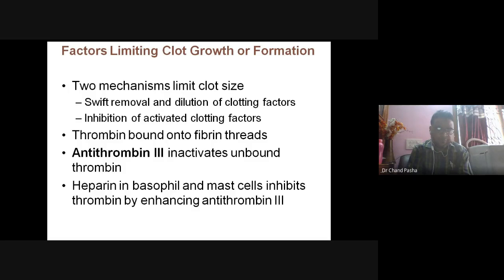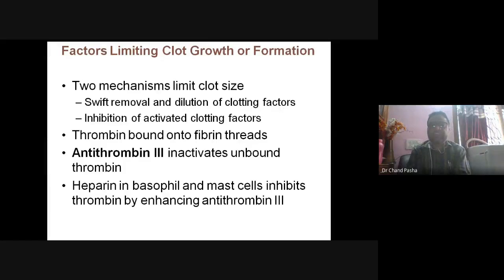What happens if a person has lost a lot of blood due to an accident? The blood pressure goes down. In order to restore his blood pressure, doctors will immediately transfuse a lot of fluid into his body. Whenever you do this transfusion, the clotting factors will be diluted. Then what happens? The clot size gets reduced.